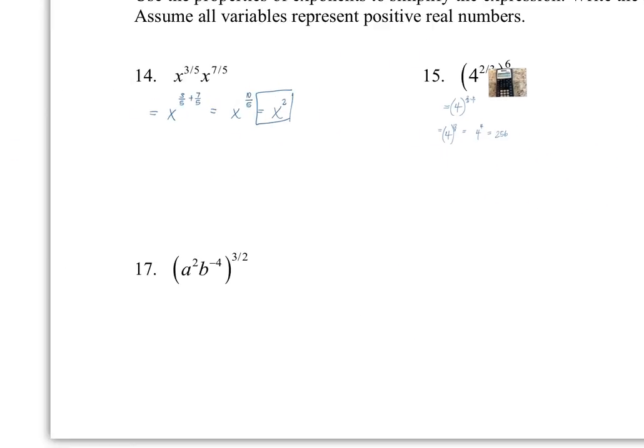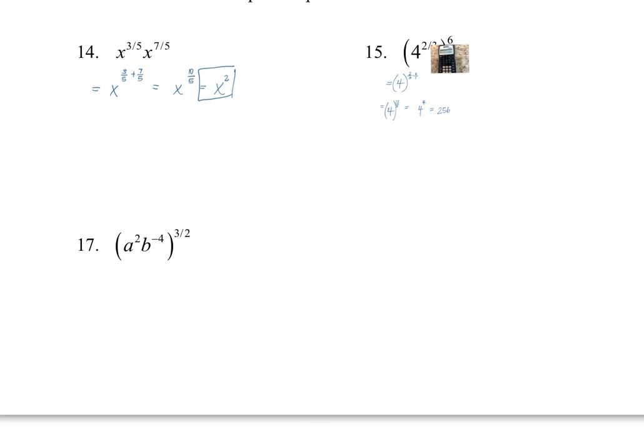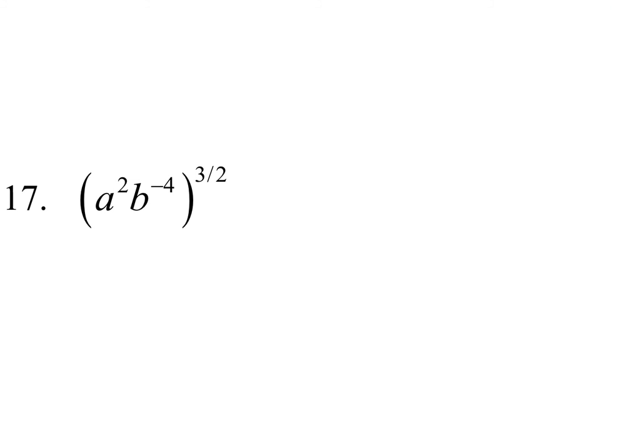Let's practice some more properties. We just got one more. I'm using a few different ones. I'm basically giving this 3/2 power to both of these by multiplication, since this is multiplied. So this is a squared to the 3/2 and b to the -4th to the 3/2.